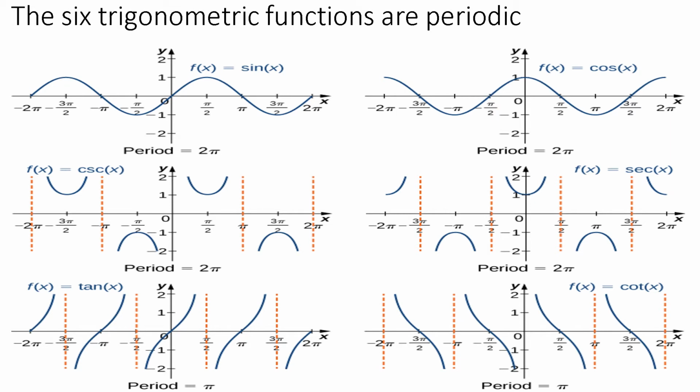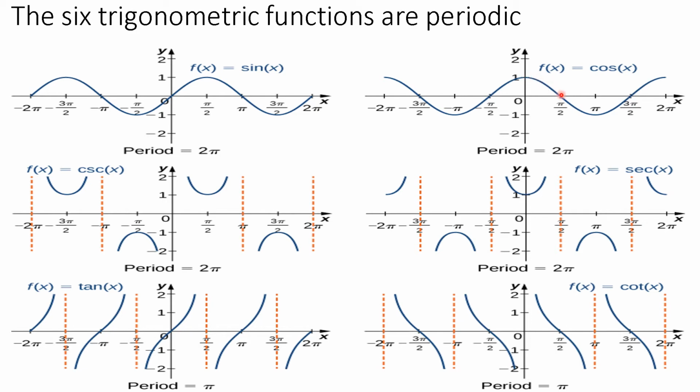Now let us see the graph of cosine function. As x increases from 0 to pi by 2, y decreases from 1 to 0.